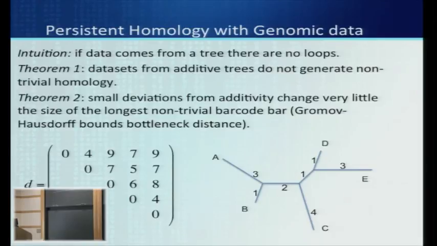This is a tree where the distance between, so there are 5 points here. The distance between any 2 points is just the distance through the tree. Okay, so the distance between A and B is 4, 3 plus 1. The distance between A and C is 3 plus 2 plus 4. Okay, so you go to 9, and you have an additive tree.